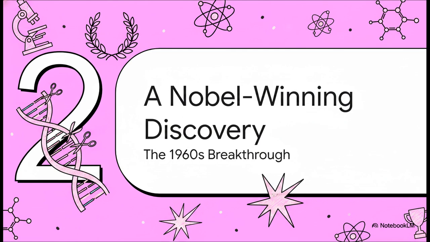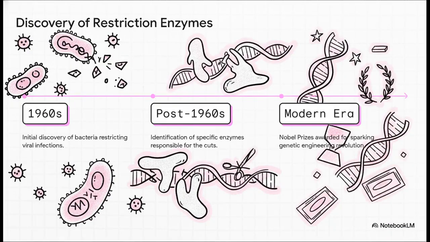Moving right along to Section 2, a Nobel-winning discovery, the 1960s breakthrough. Back in the 1960s, scientists were watching these bacteria, and they noticed something really peculiar. Certain bacteria could completely restrict a viral infection. They didn't know exactly how it was happening yet, but they saw the viral DNA just getting broken into tiny pieces. Then, moving into the post-1960s era, researchers finally zeroed in and successfully identified the specific proteins, those restriction enzymes, that were responsible for this protective cutting action.